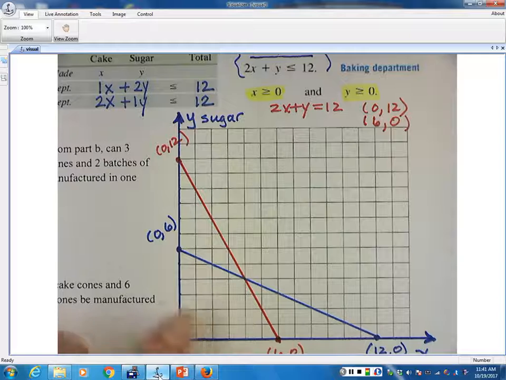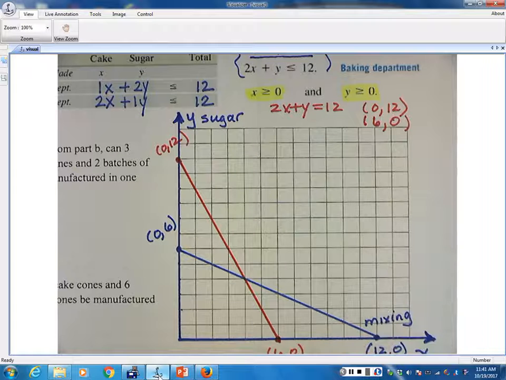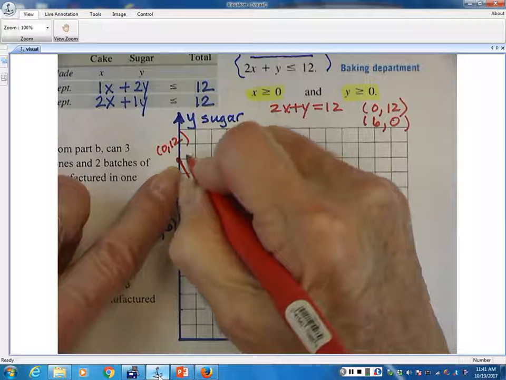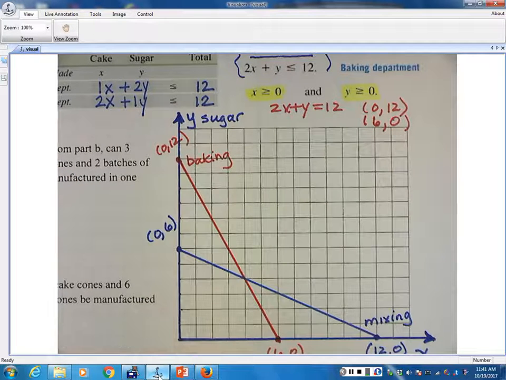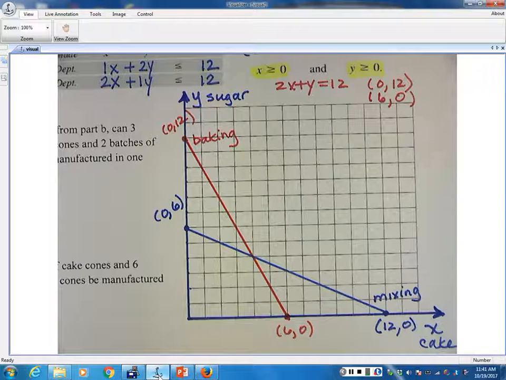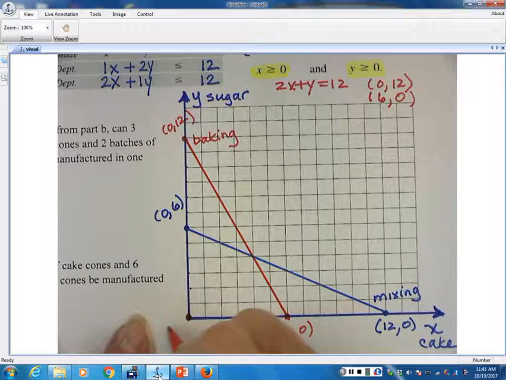So the blue line represents the mixing department, and my red line represents the baking. And what I want now is the solution to that system of inequalities. And my favorite test point is always which one? 0, 0.